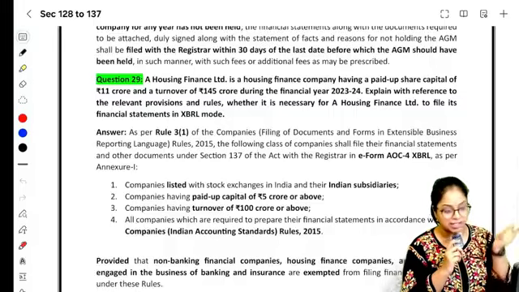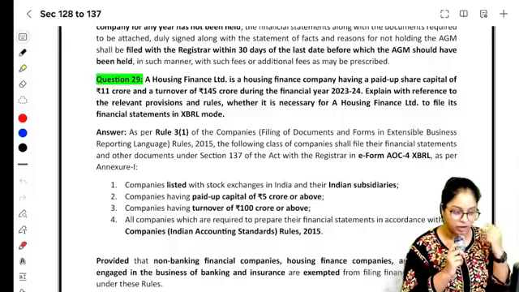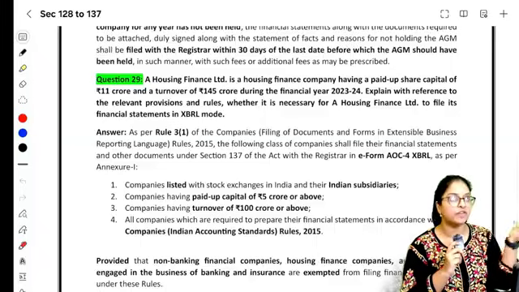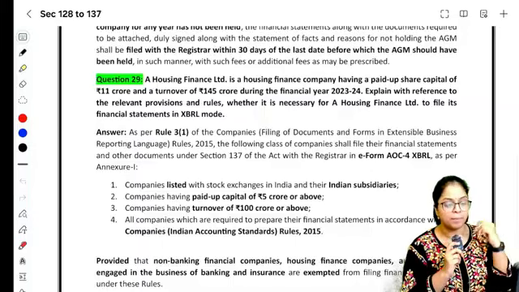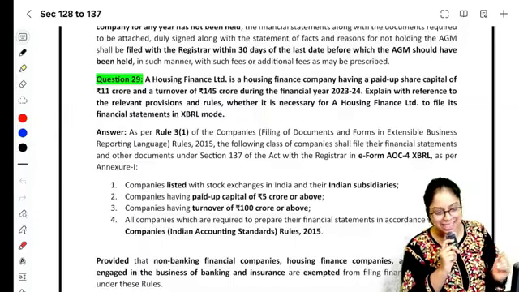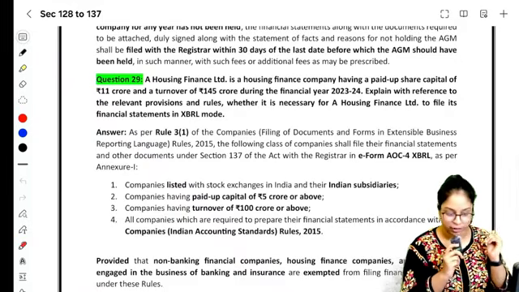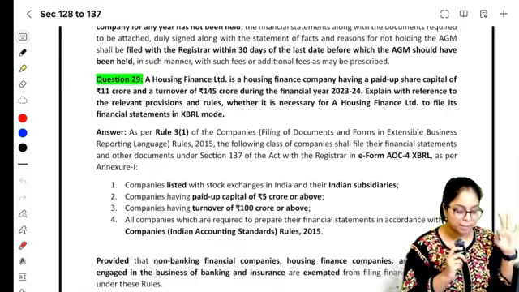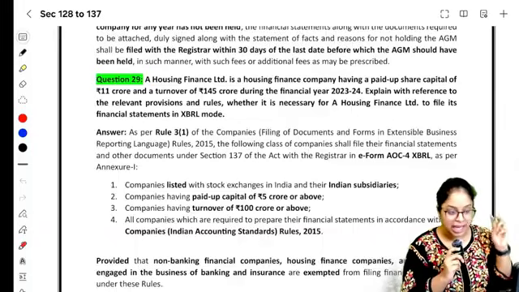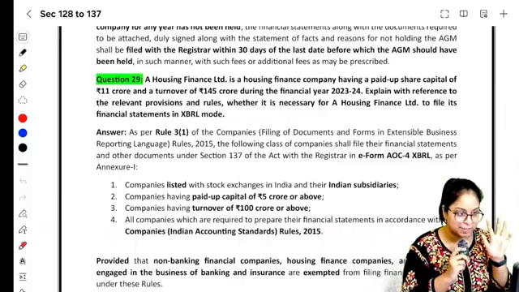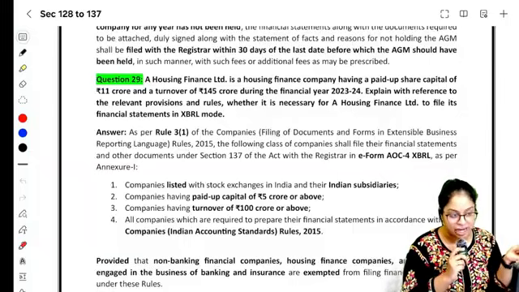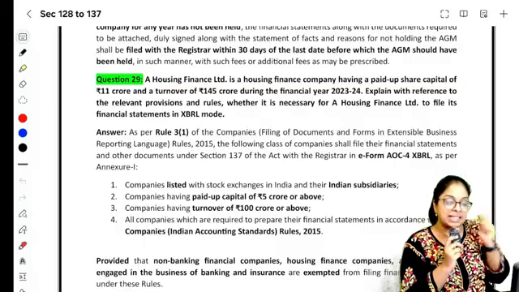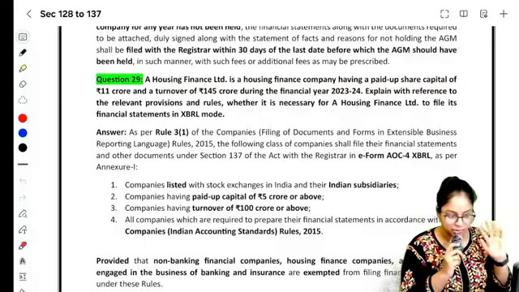XBRL mode is applicable in case you are a listed company or you are an Indian subsidiary of a listed company, or you have a paid up share capital of equal to or more than 5 crores and turnover of equal to or more than 100 crores. Right? If you fall under any of these categories, you have to do XBRL reporting. But in case you are a housing finance company, non-banking financial company, banking company or insurance company, you are exempted. In the given case, though for A Housing Finance Limited, their paid up share capital is exceeding 5 crores and their turnover is exceeding 100 crores, because they are a housing finance company, they are exempted from the XBRL reporting. Right?